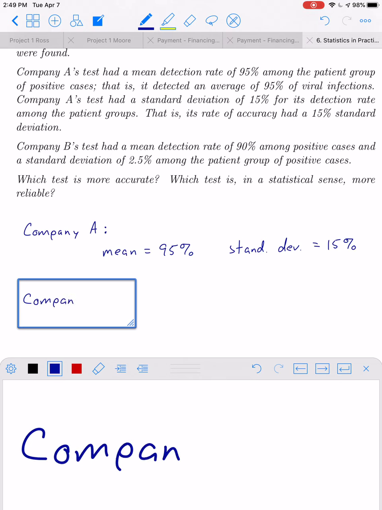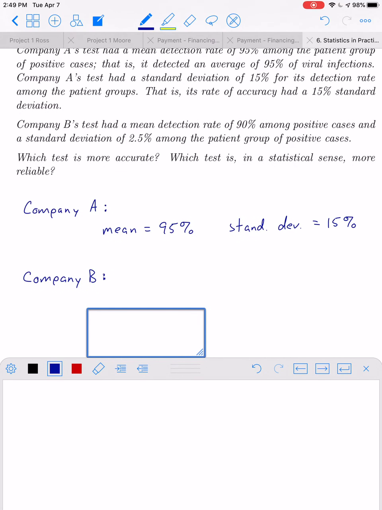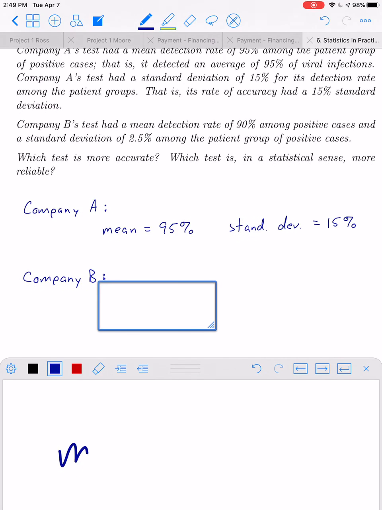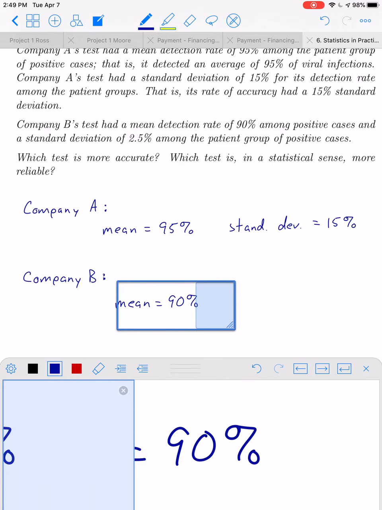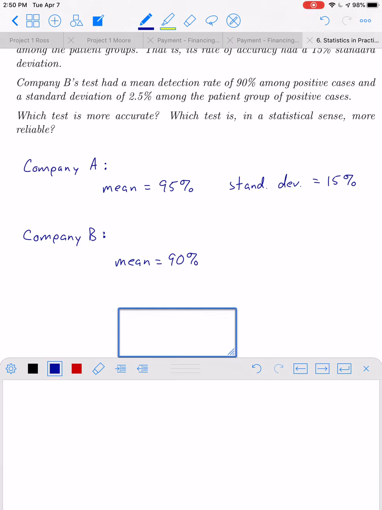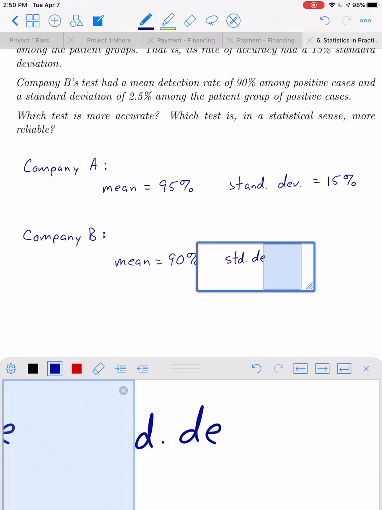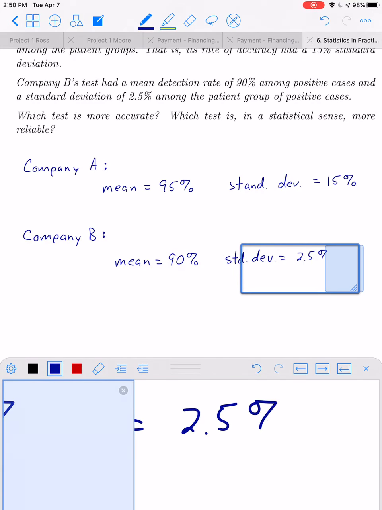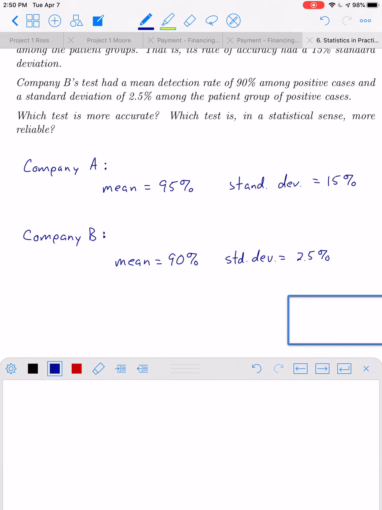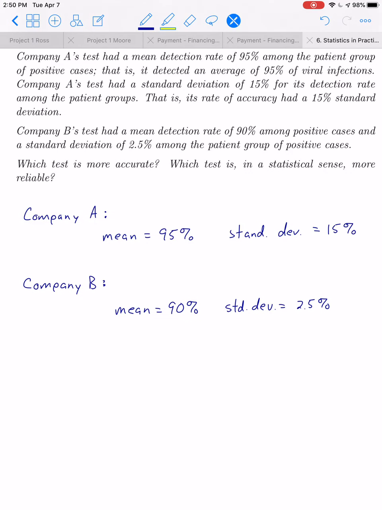Company B's got some similar information. Company B's test among all the different patient groups, same groups, it had a mean accuracy of 90%. So 90% of the time it was accurate. Okay, now its standard deviation from one group to the next is 2.5%. So mean of 90%, standard deviation of 2.5%. Okay, that's all the information of the problem.